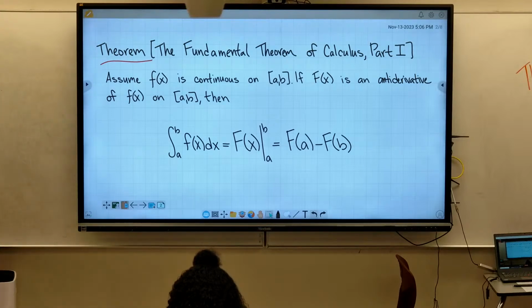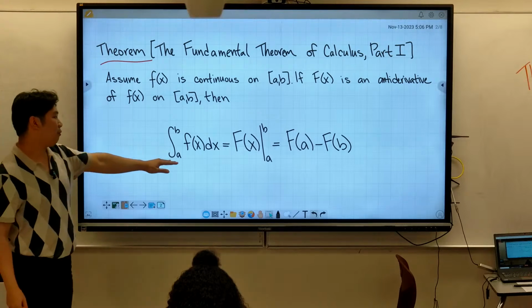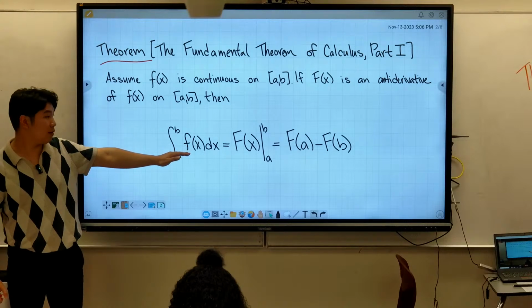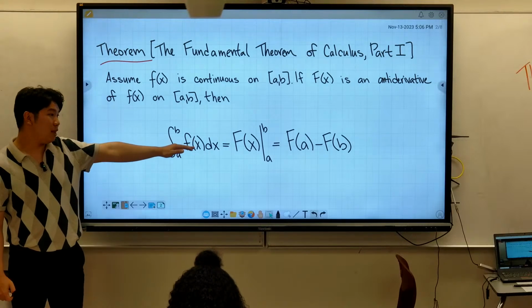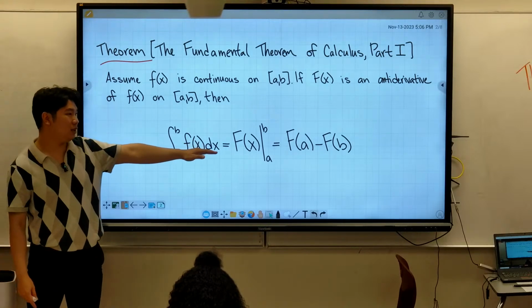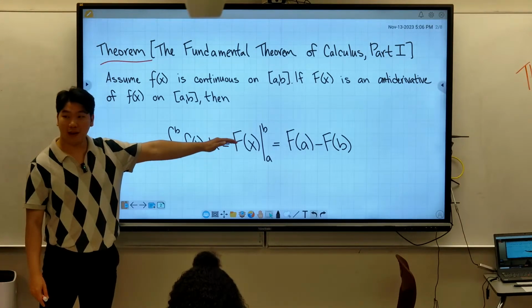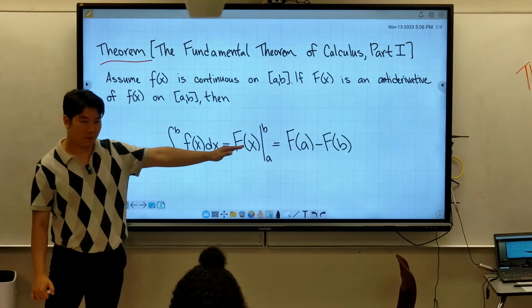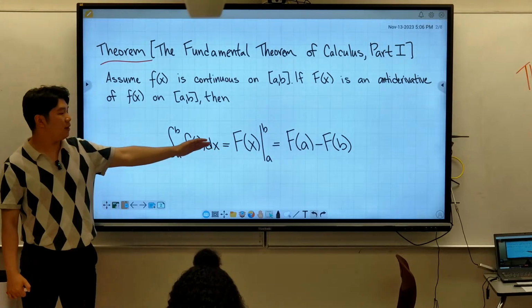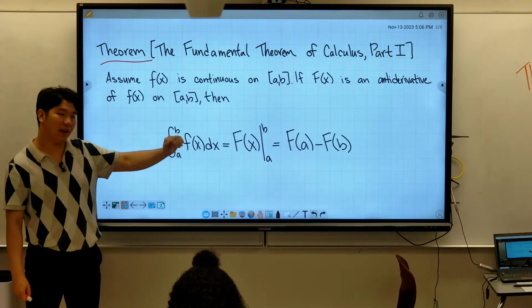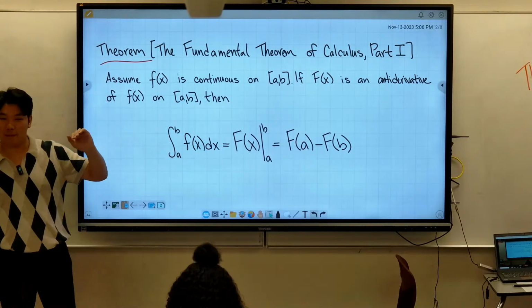Then, if I want to look at the definite integral, we know that this is usually the area under the curve. That's how we first introduced it. This is equal to my antiderivative. And then I'm using this notation. It kind of looks like a line from a to b, which in notation terms actually just means capital F of a minus capital F of b.